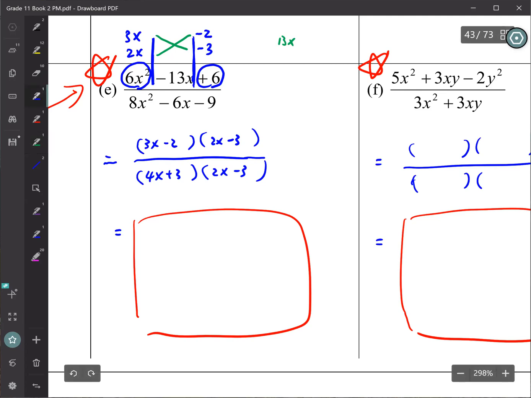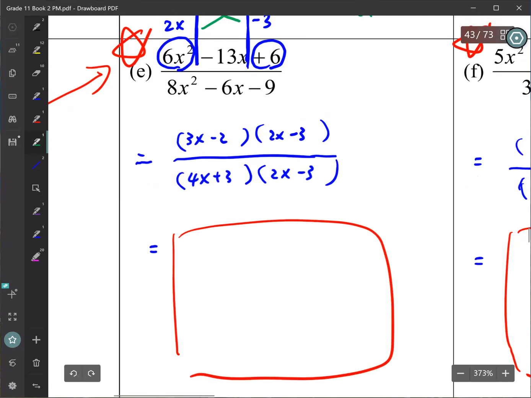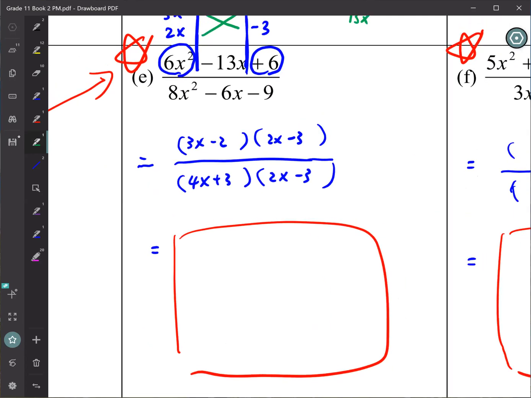Oh wait, sir, I thought you were talking about factoring. Oh, I already done factoring. Yeah, I finished F, but I don't know how to do E. Oh, have you factored? Did you get the same factors? Question E? Yeah. So now do you see anything that's the same?